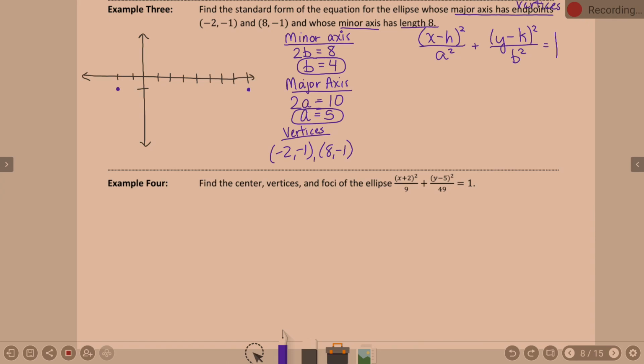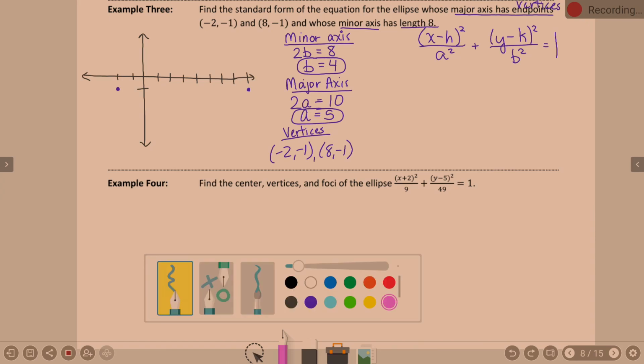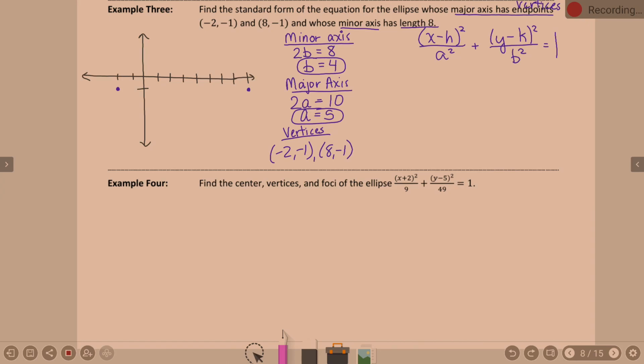Now, what's the big piece of information I'm missing? No, the K and H. I need to know my center, don't I? I can't write an equation without knowing H and K. H and K represents the center. Where is the center? Well, it's somewhere in here, yes? Think logically. Where is the center?